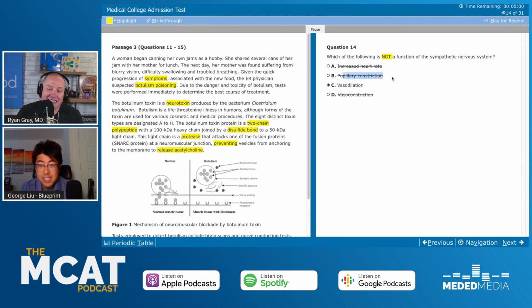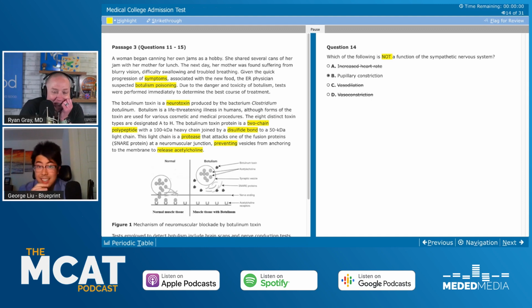It's a common misconception to think that sympathetic is activate and parasympathetic is deactivate. But remember, they both activate and inactivate depending on the targets that they have. So when we have this idea of fight or flight, it would be the pupillary constriction that's not part of it, because you want to open your eyes, you want to see, you want to size up your opponents. That's why in this not question, which is not a function of the sympathetic nervous system, pupillary constriction is not a function of the sympathetic nervous system.